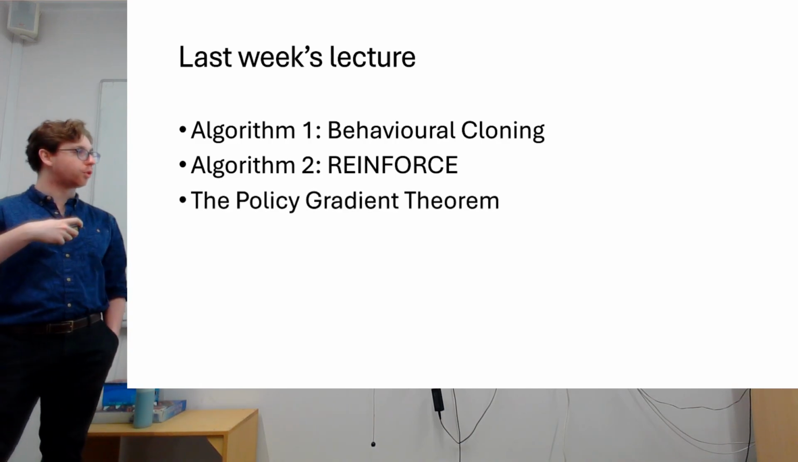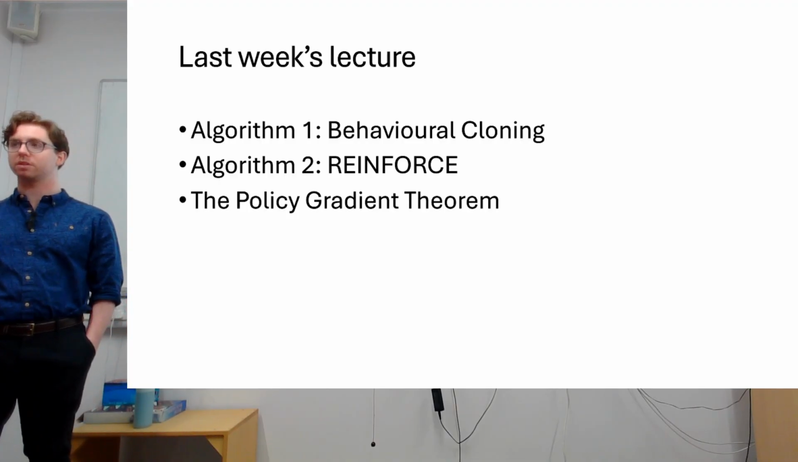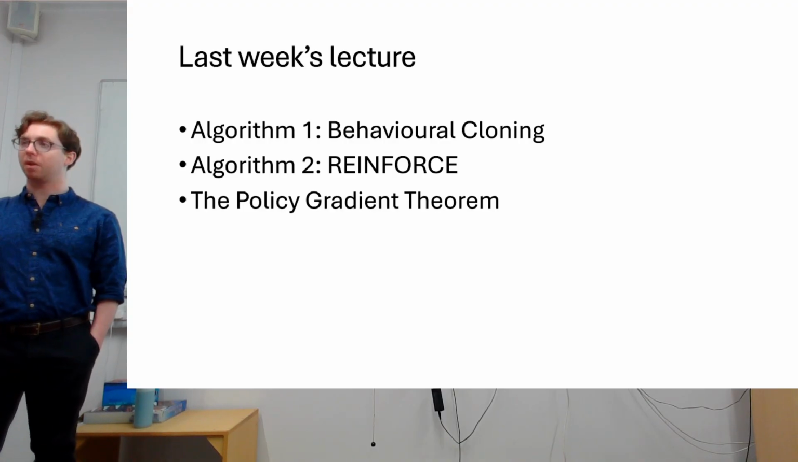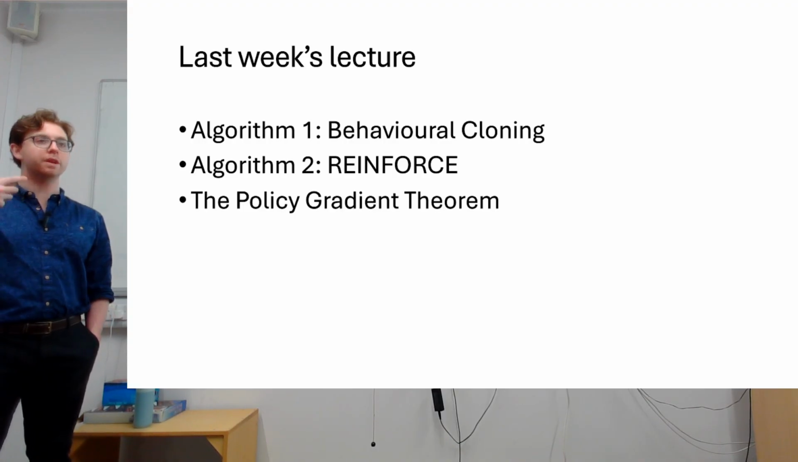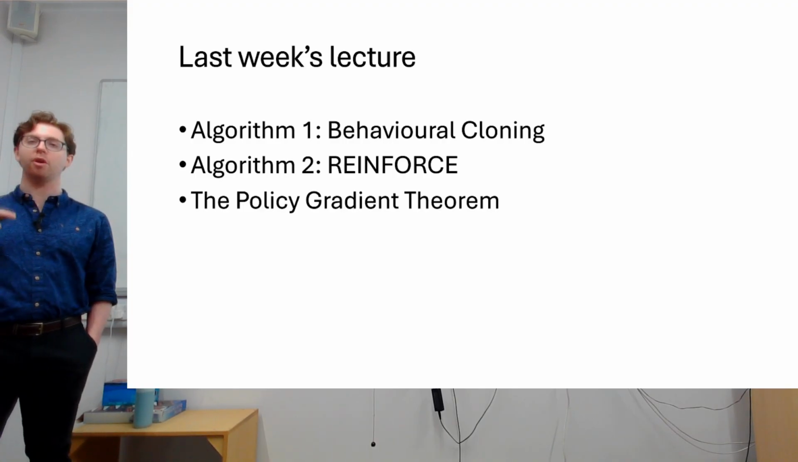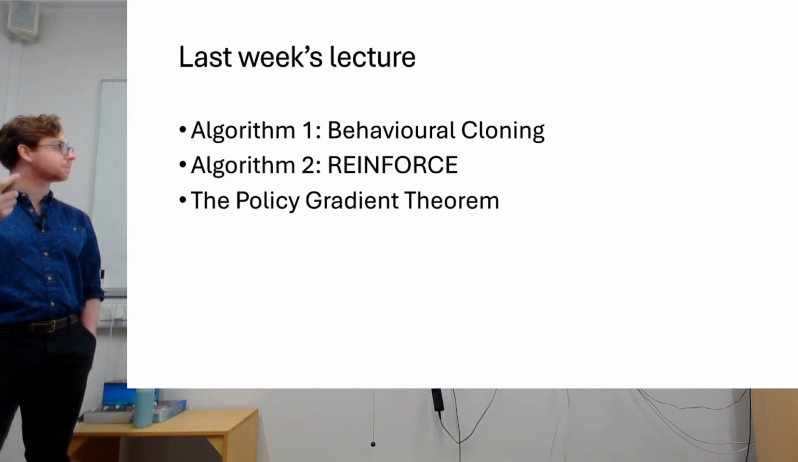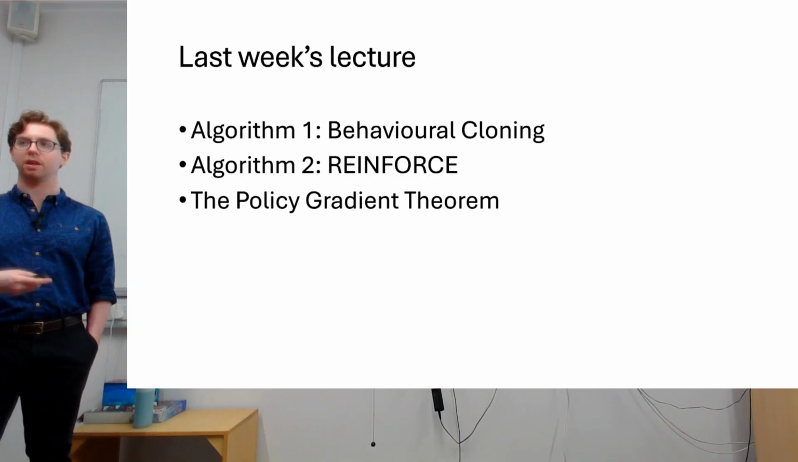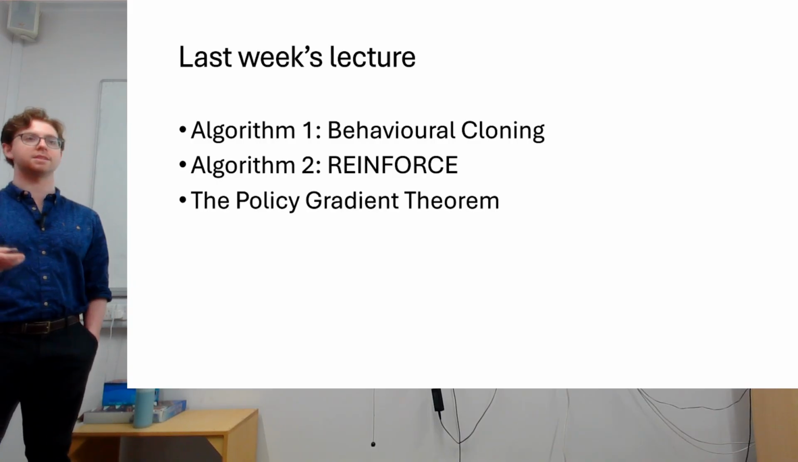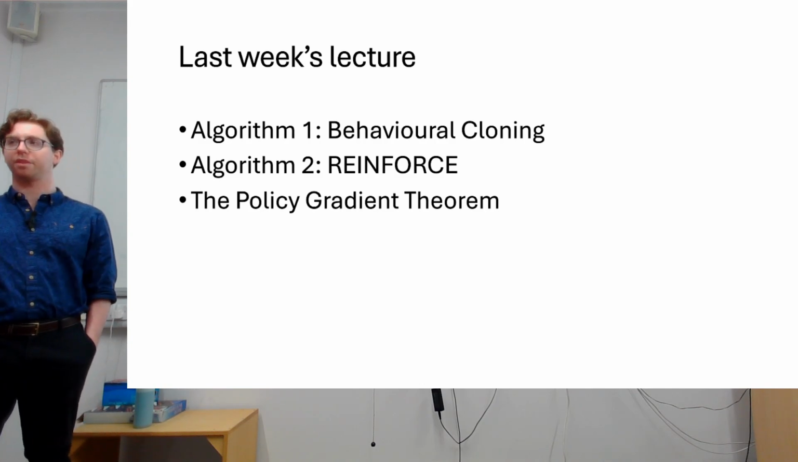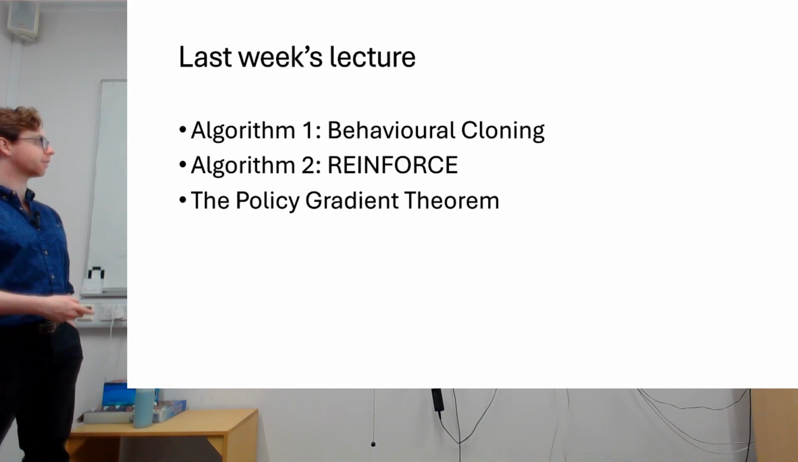We saw that reinforce is not just an arbitrary scheme cooked up from nowhere, but instead is justified by the policy gradient theorem. So the policy gradient theorem tells us that doing reinforce updates is exactly equivalent to doing approximate, because you're sampling, approximate gradient ascent on the expected return. And because the expected return is the thing we ultimately care about, this is in some sense the right thing to do. You're just doing gradient ascent on the thing that you actually care about increasing.